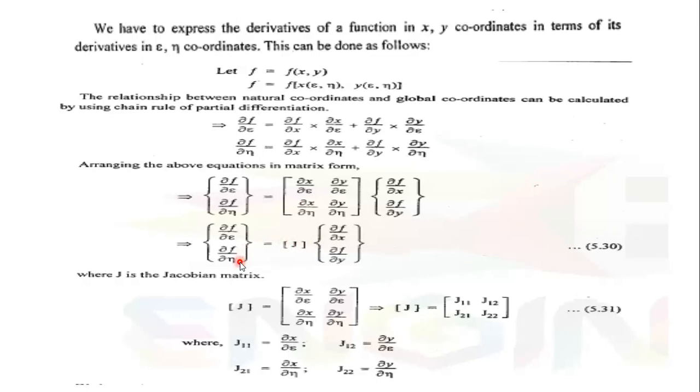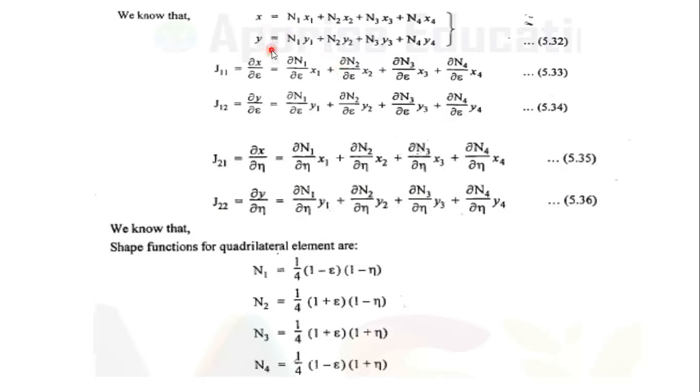So ∂f/∂ε, ∂f/∂η is equal to this term, which is nothing but the Jacobian J, times ∂f/∂x, ∂f/∂y. This Jacobian matrix I am simplifying again in terms of row and column positions: J11, J12, J21, J22. Now we know the values of x and y: x is equal to N1x1 + N2x2 + N3x3 + N4x4, and y is equal to N1y1 + N2y2 + N3y3 + N4y4.